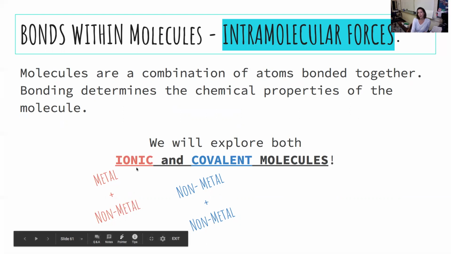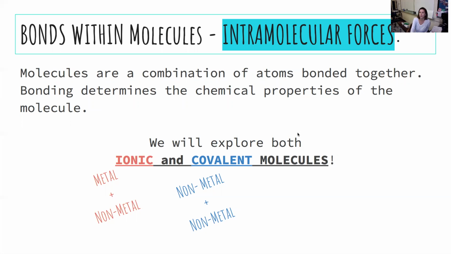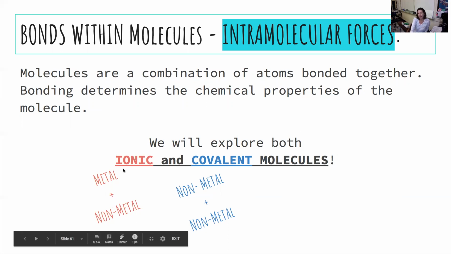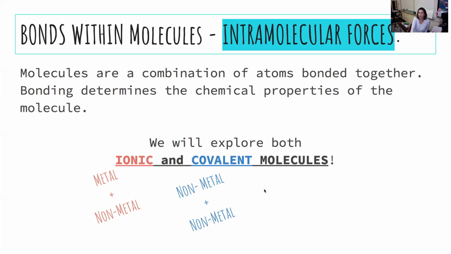So we're going to explore ionic first. And you might be wondering, well, what about metal-metal? Well, that's for a later class. We're not going to do metallic bonds in this course, but they do exist. We're going to cover ionic first, and then we'll move into covalent.